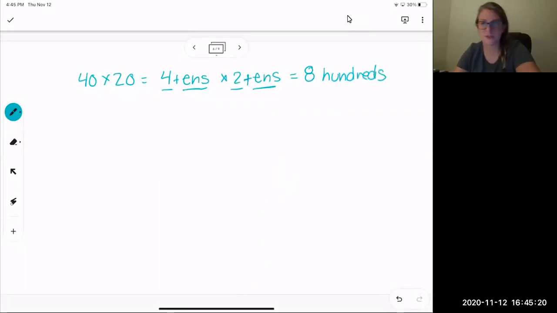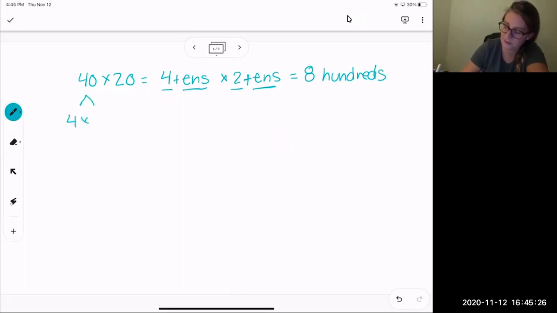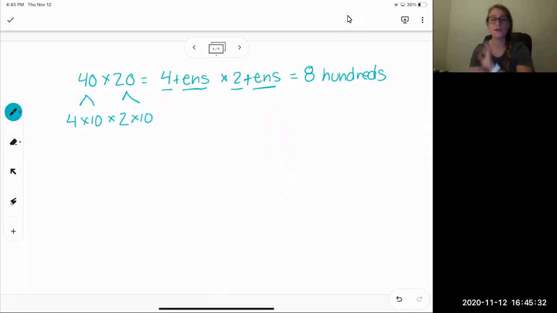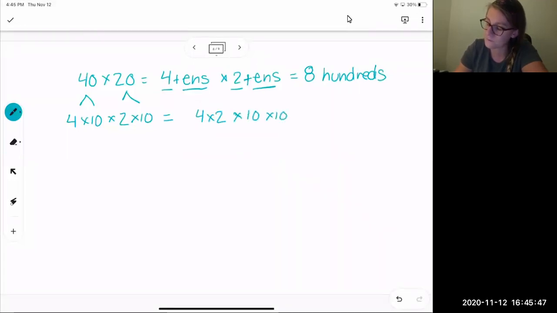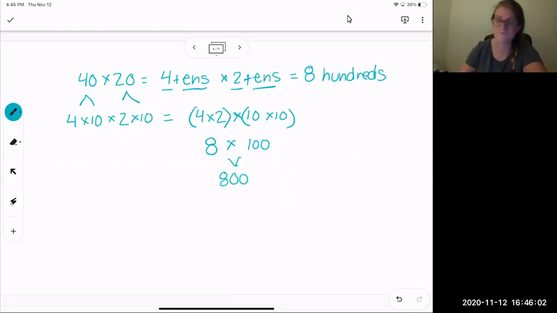Let's decompose these numbers to look at them. Okay, so we can decompose 40 into 4 times 10, times 20, which we can decompose into 2 times 10. So we know we can move our numbers around in any order to make it work for us. The way I would like to move my numbers around is 4 times 2 times 10 times 10. So I know 4 times 2 is 8, times 10 times 10, which I know is 100. So we end up with 8 times 100, which gives us 800.